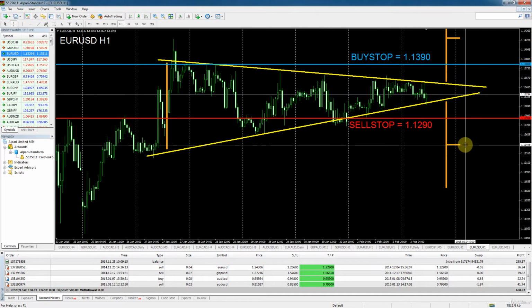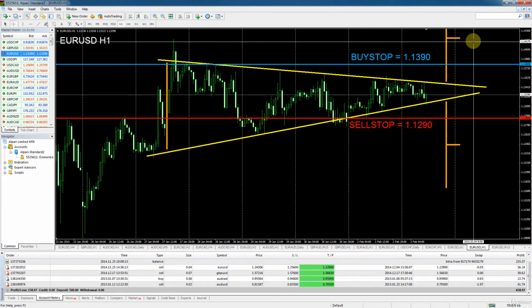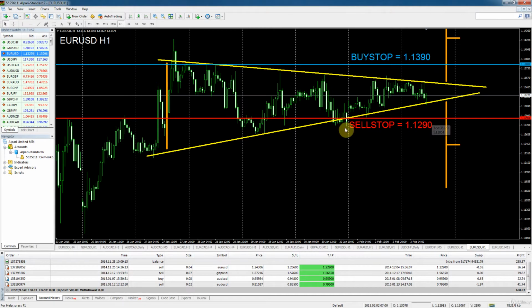So we'll set our take profit a bit higher than this orange line for the sell stop, and for the buy stop we'll set the take profit a bit lower than the orange line. The stop losses: for the sell stop we'll set the stop loss at the level of the buy stop order, and for the buy stop we'll set the stop loss at the level of the sell stop order.